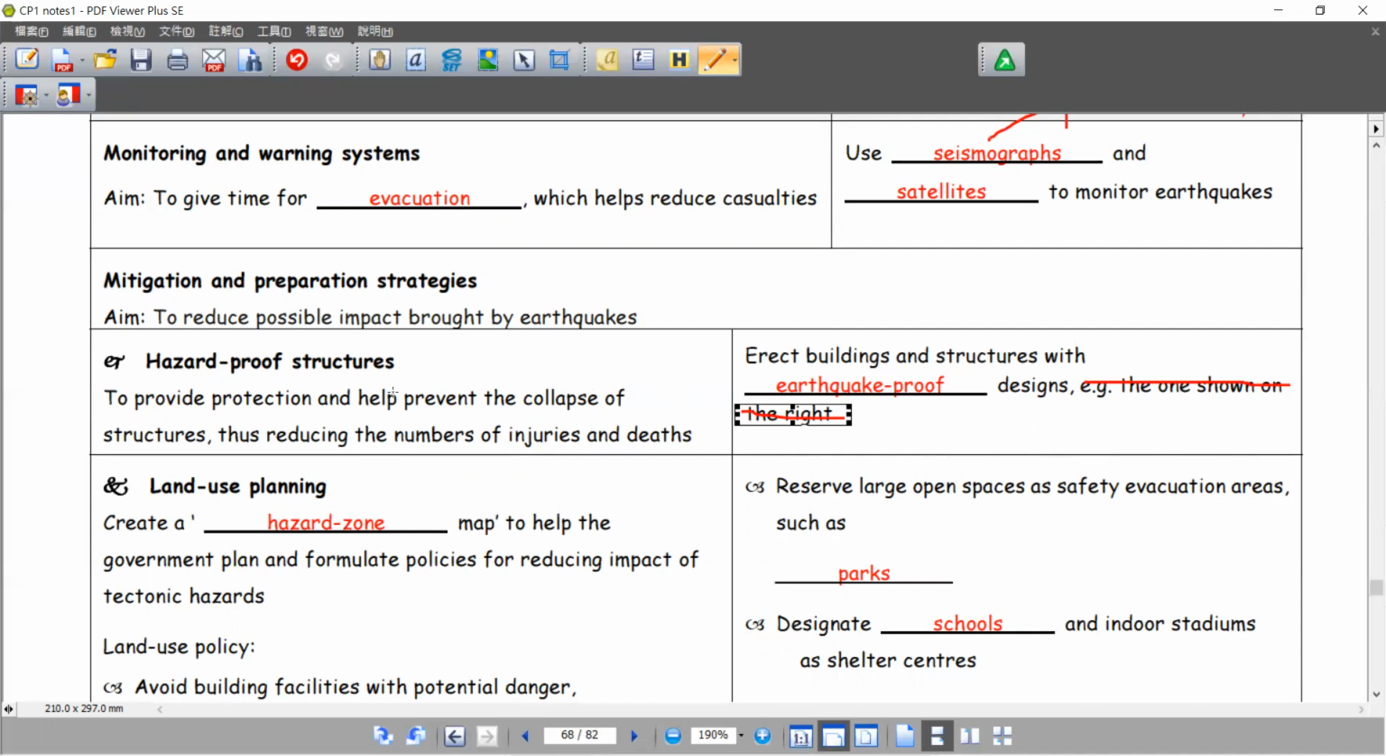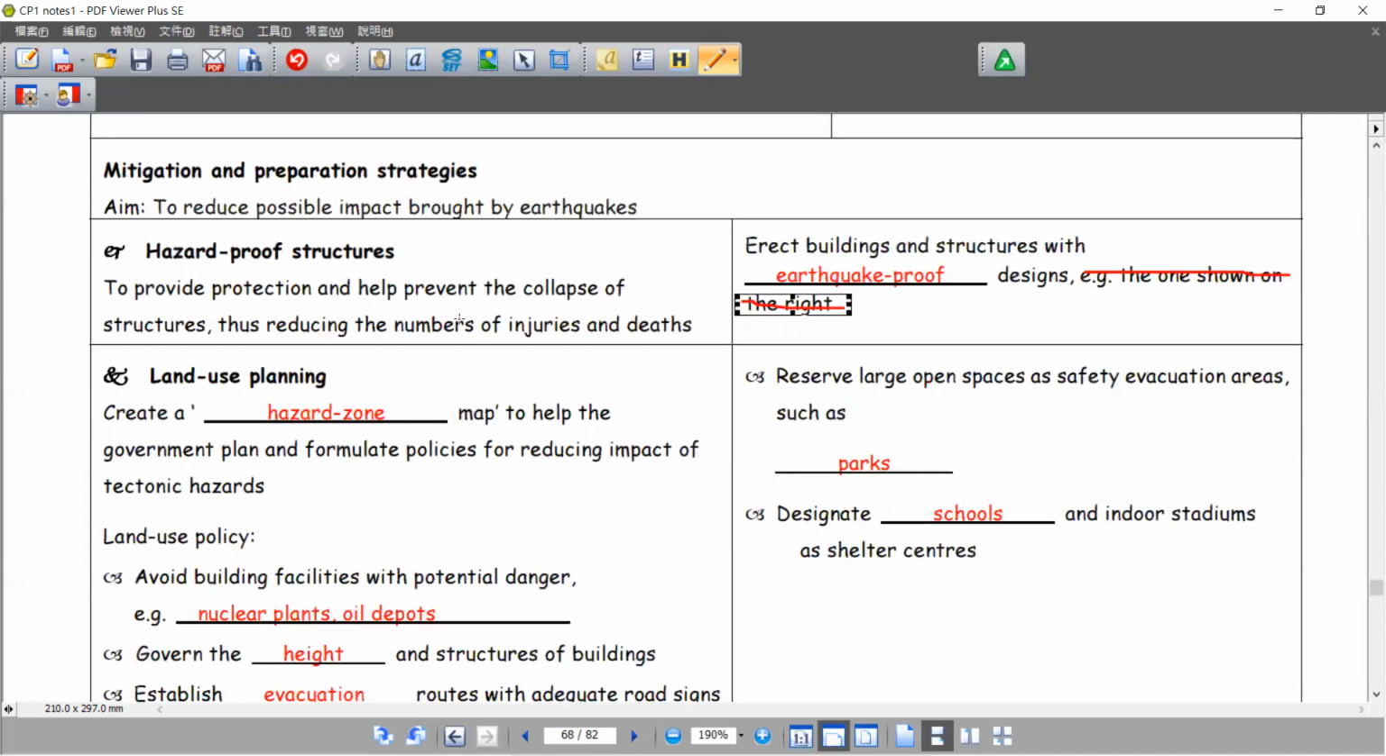Okay, hazard-proof structure is about how it can reduce injuries and also deaths. For example, the damper in Taipei 101. I have shown you since Form 3, so I think you should be familiar with this. Okay, damper.